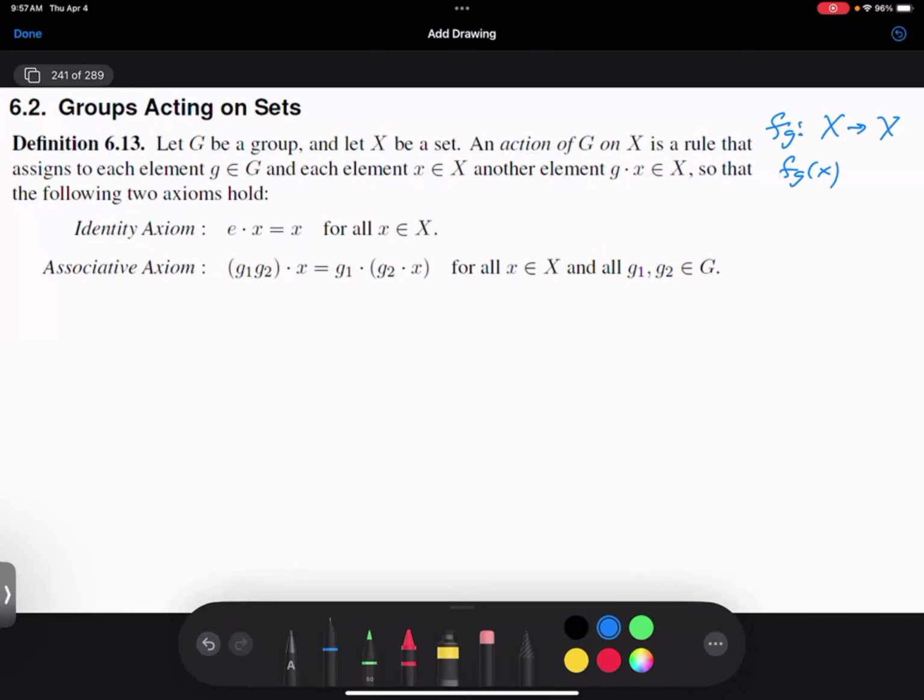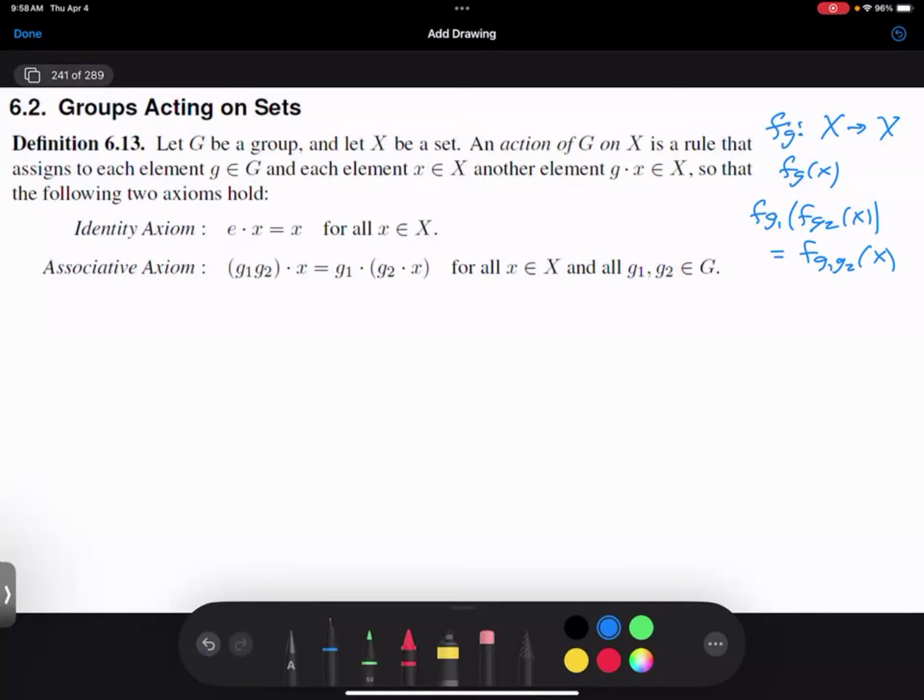And we want this association of group elements to maps to have the following two properties. The first is the identity. If I take my element to be the identity element, I want it to leave every x alone. That's where the first property comes from: f_e of x is just x. And the second is the associativity. If I look at g1 g2 acting on x, that's the same as first acting by g2, and then acting by g1. So we want f of g1 of f of g2 of x to be the same as the map associated to g1 g2 of x.